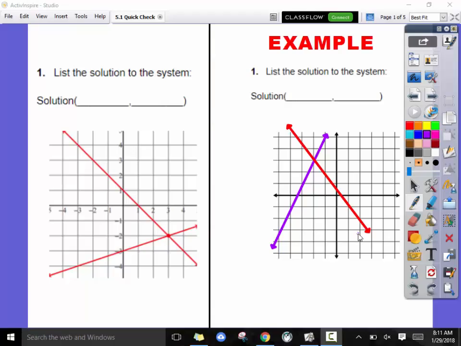Okay, number one. If you made an error on number one, which was to list the solution to the system, the solution is where two lines cross. So it's the ordered pair where they cross. If I look at an example like number one, I have these two lines, the red line and the purple line. They cross right here. The ordered pair is over -2, up 3. So -2, 3 is the solution to this system.